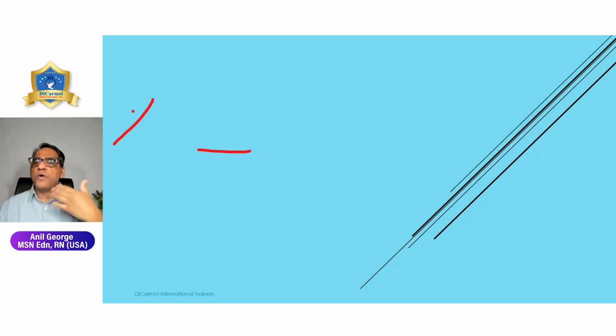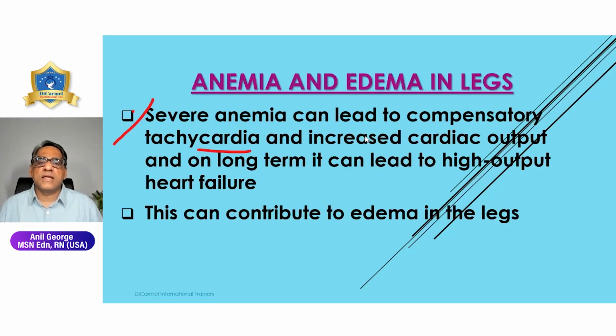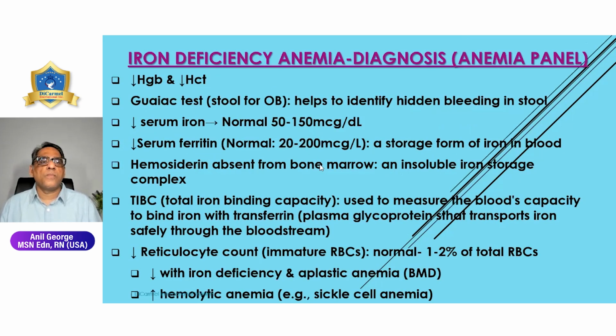When it's happening for a prolonged time, that can result in high output heart failure. So that's what it says here. Severe anemia can lead to compensatory tachycardia and increased cardiac output. And in the long term, it can lead to high output heart failure. This can contribute to edema in the legs.